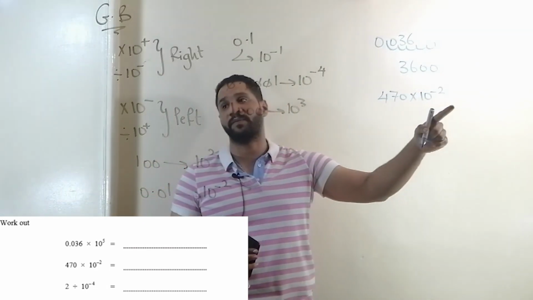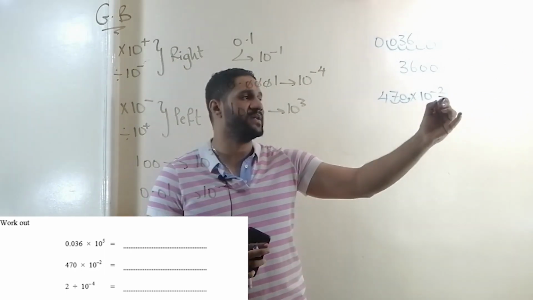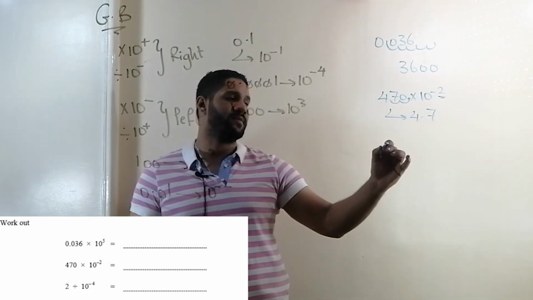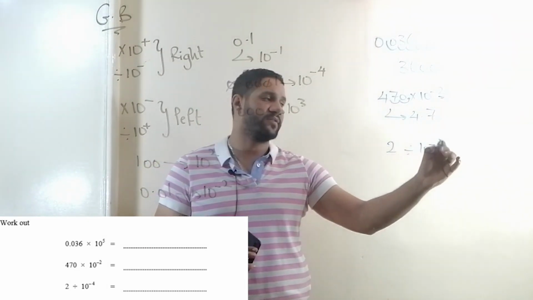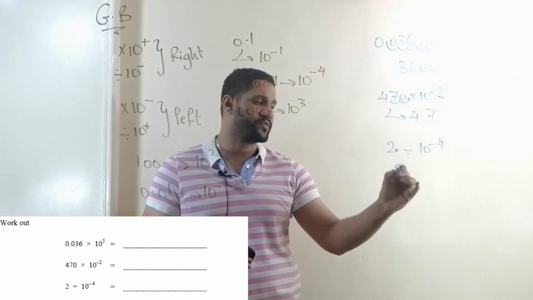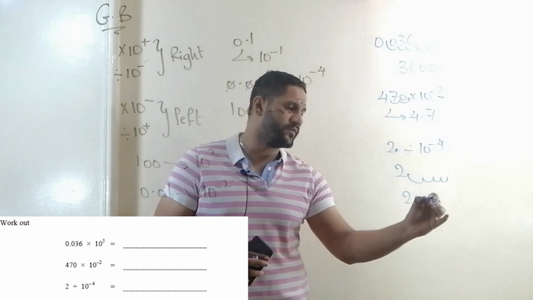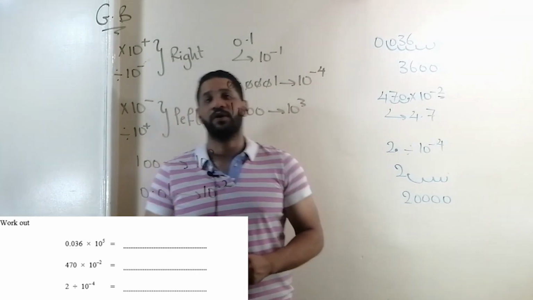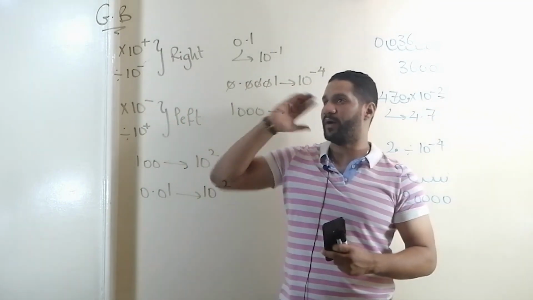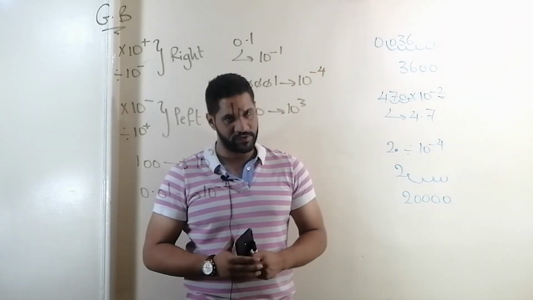When I multiply by 10 with a negative power, I will move left. Here is my decimal point. I will move 2 decimal places, so it's 4.7. If we look at the last one, he's giving me 2 divided by 10 to the power of negative 4. We know that dividing by a negative power, we move right, for 4 digits. 1, 2, 3, 4. So it's 2 and 4 zeros. So please concentrate on the rule. As long as the rule is in your mind and you know this tricky part, you can solve anything in the power of 10 questions.